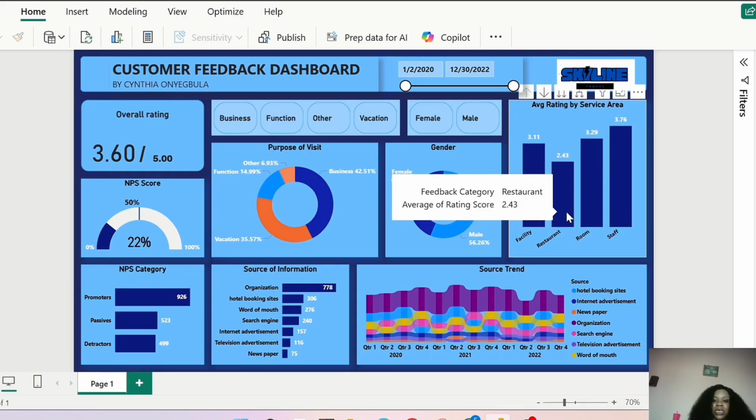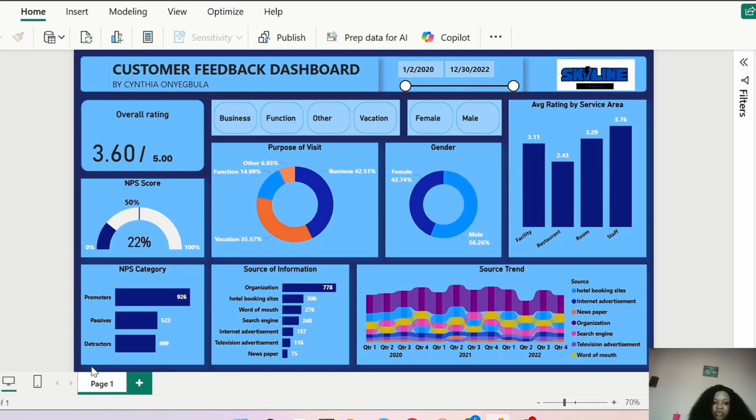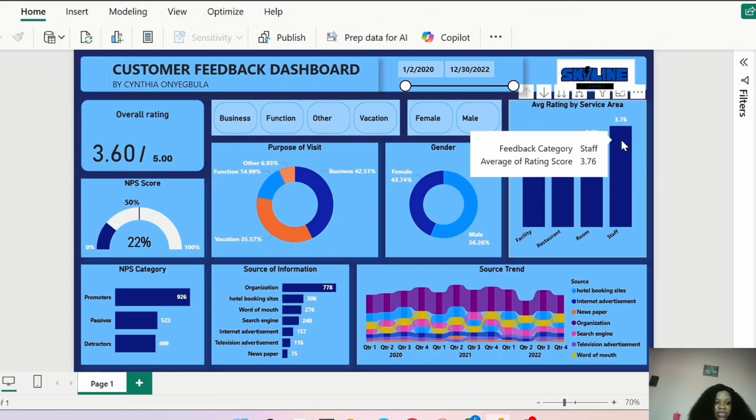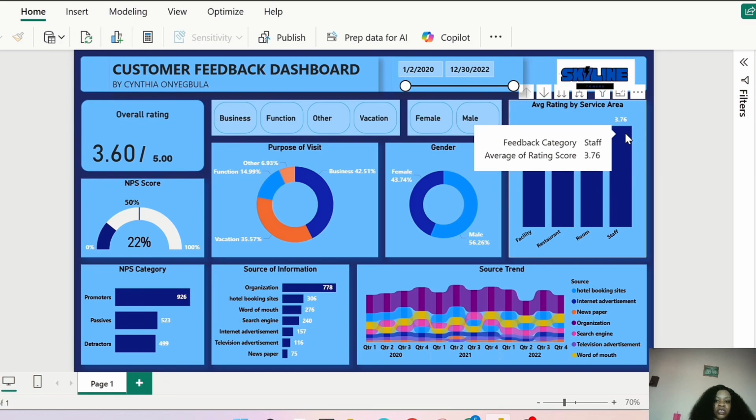This is what is probably pissing off our detractors and maybe even the passives. We need to work on this pronto. Then we need to leverage staff strength. Since this is our strongest service area at this point, we need to turn it into a brand asset for marketing. Also, I will not forget the rooms.